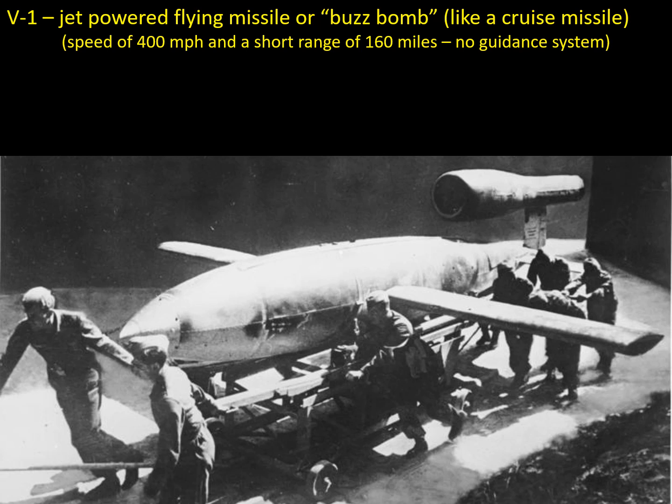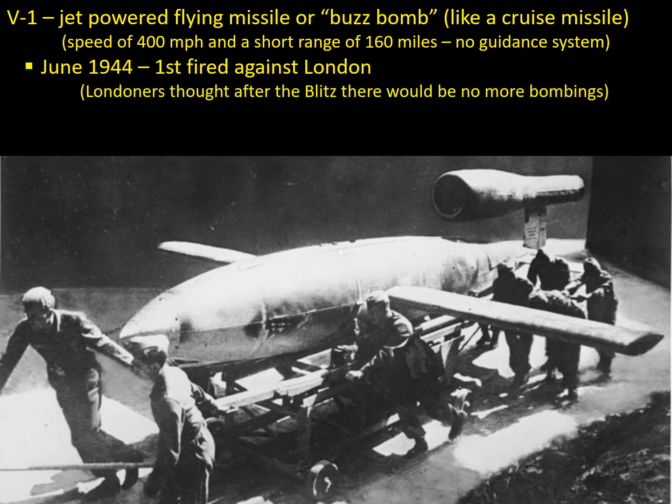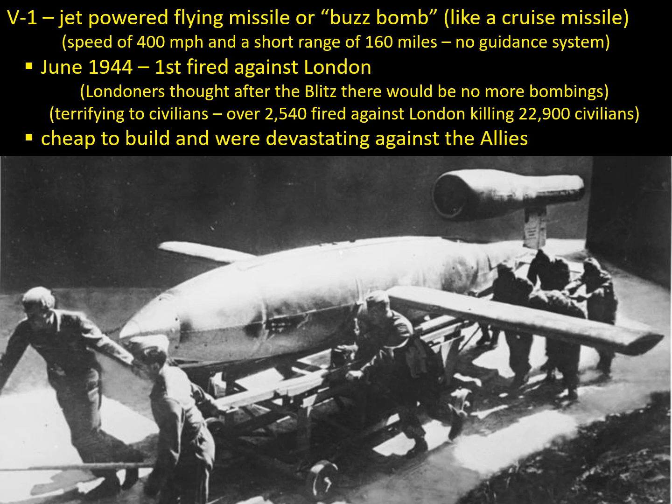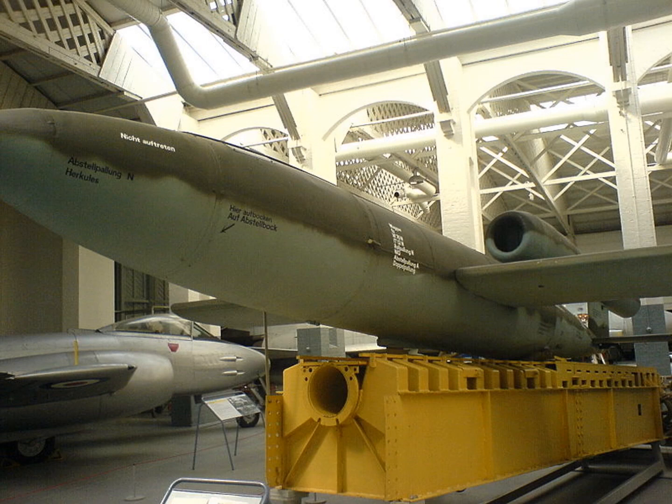It had an engine that sounded like a motorcycle. The people of London used to hear it going across the city, and when the engine cut out, they then would realize that the bomb was coming to the ground, and then hear the explosion. In June of 1944, the first was fired against London. Londoners thought after the Blitz there'd be no more bombings. But these were terrifying to the civilians. Over 2,540 were fired against London, killing 22,900 civilians. They were cheap to build and were devastating against the Allies. Here's a picture of one I took in a museum in Munich.